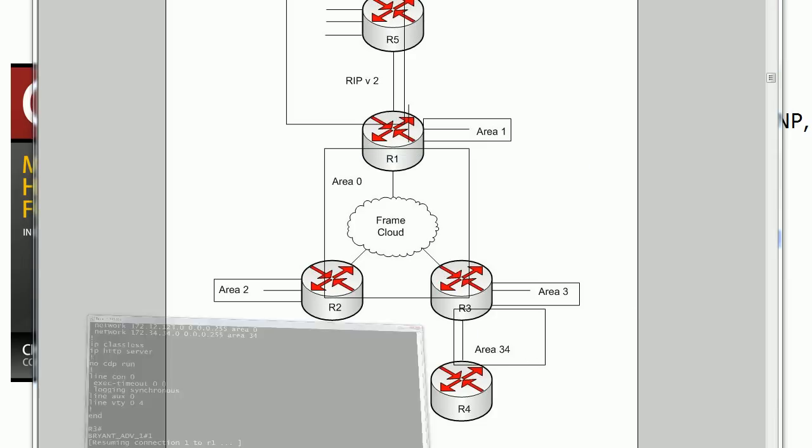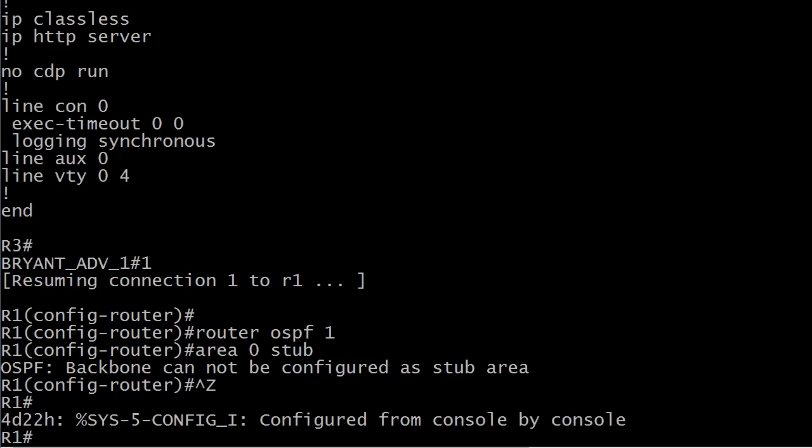And the only place we have to put it is on router 3. We don't have to put it on router 4, and we're not going to lose our adjacency, because both routers are still going to see the area as a stub. But router 3 is going to be saying not only is it a stub, it's a total stub.